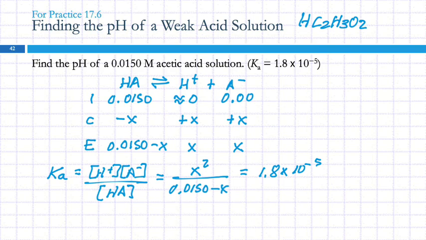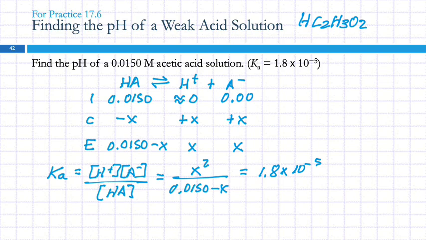In the previous example, we successfully used x is small, but the starting concentration was larger. It was 0.25, and this is 0.015. And that time, it was just barely small enough. It was 3.7%. My guess is that this time x is not going to be small enough. That's just my guess. So let's try x is small.